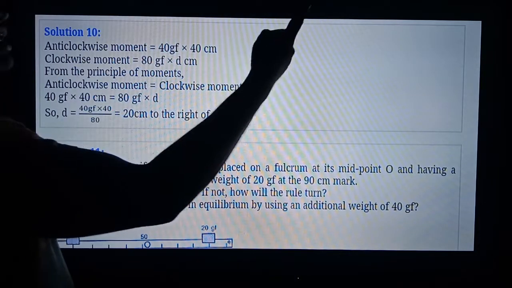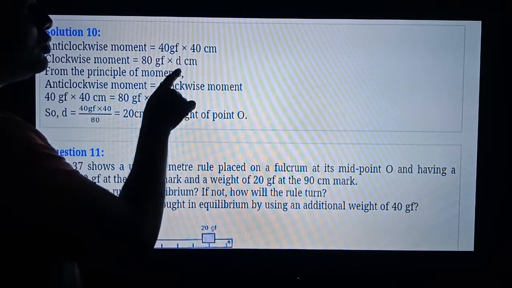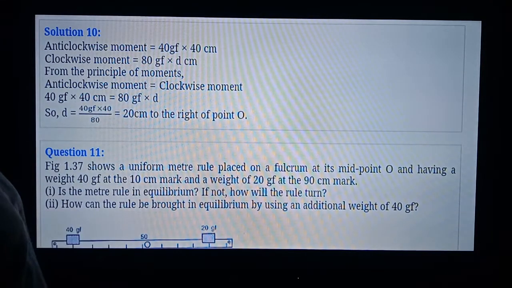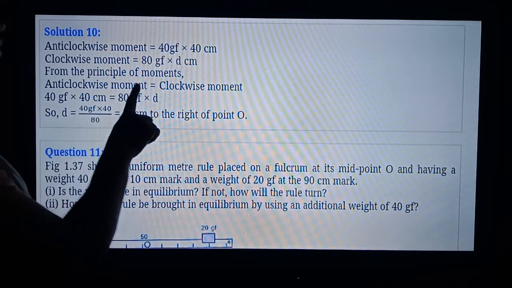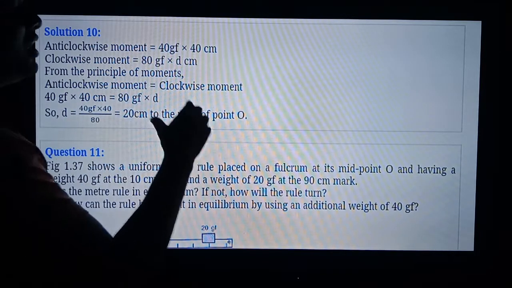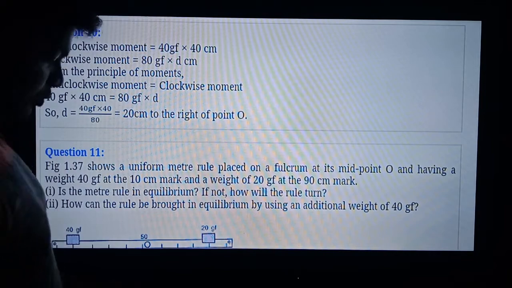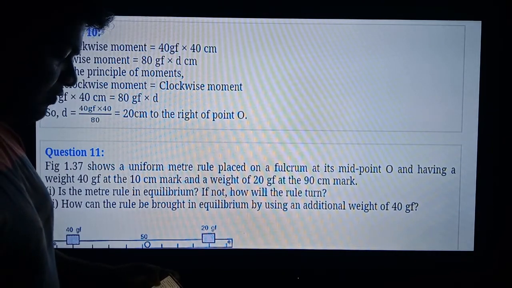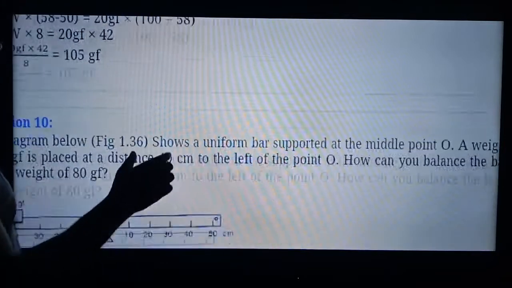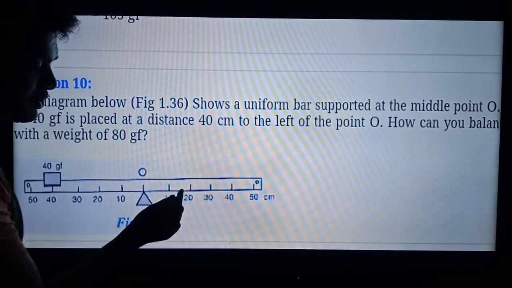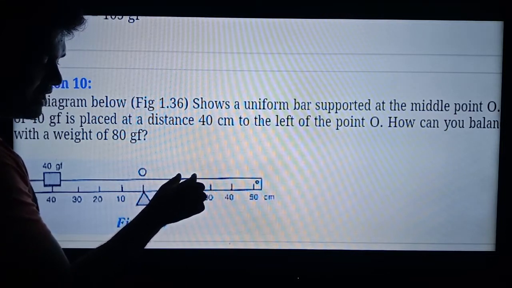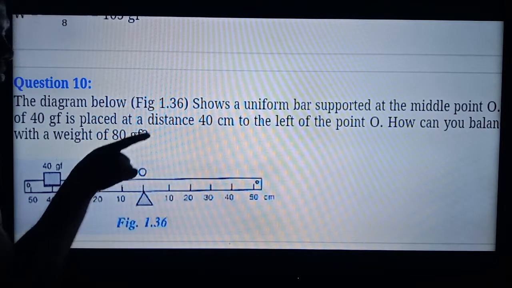Clockwise moment will be created by the 80 gram force. The distance we do not know, that is d. So from the principle, anti-clockwise moment is equal to clockwise moment, that is 40 into 40 is equal to 80 into d. So d is equal to 20 centimeter to the right of the point. Means where the 80 gram force weight will be kept, 20 centimeter from the point of pivot. Means at this point if 80 gram force weight is placed, then the meter rule will be at equilibrium.